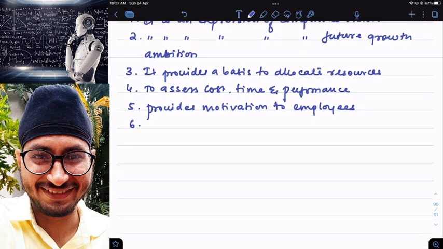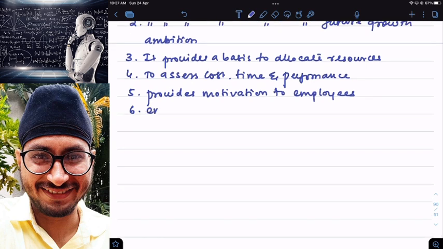Next, it helps the organization. It ensures unanimity of purpose. Unanimity of purpose means every person in the organization should have the same vision. Your mission is different, company's mission is different. Neither you will be able to achieve your mission, nor the company will be able to achieve theirs.